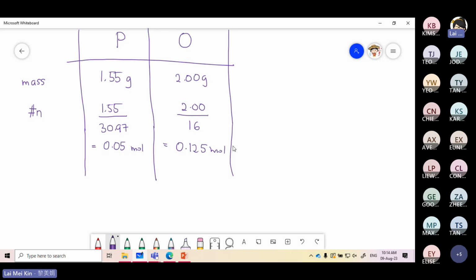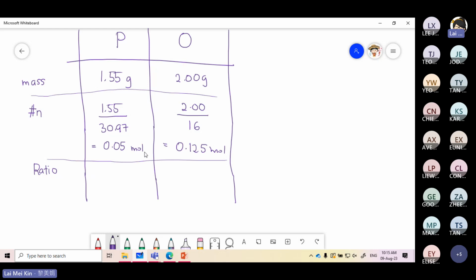You have the respective number of mole. How do you find the simplest ratio? Because empirical formula means the simplest ratio. You have 0.05, you have 0.125. So how do you find the simplest ratio? Why divide by 0.05? Why not divide by 0.125? Divide by the smallest.